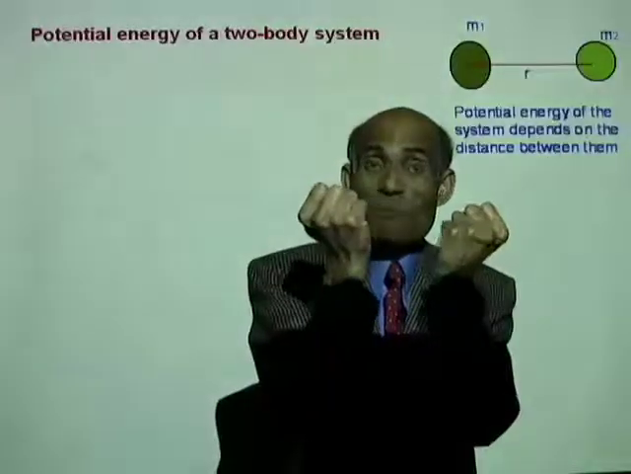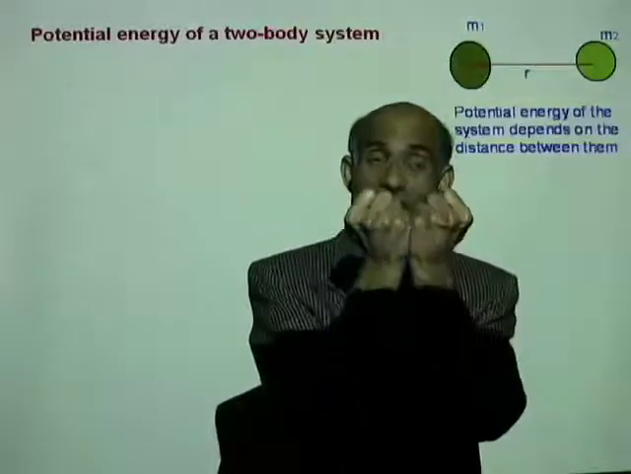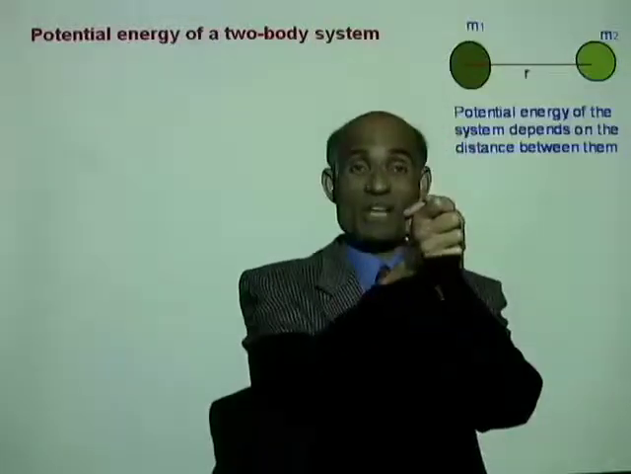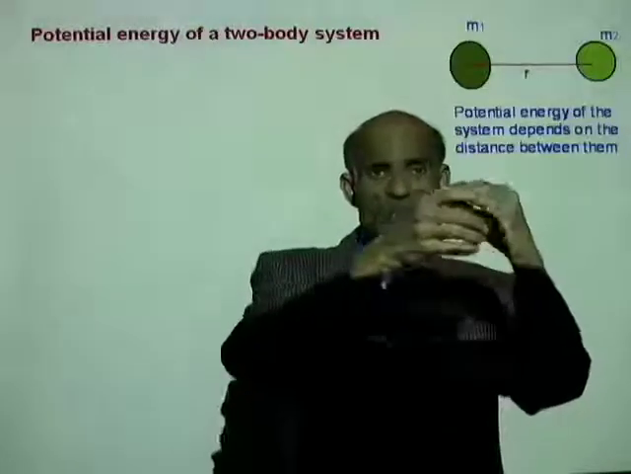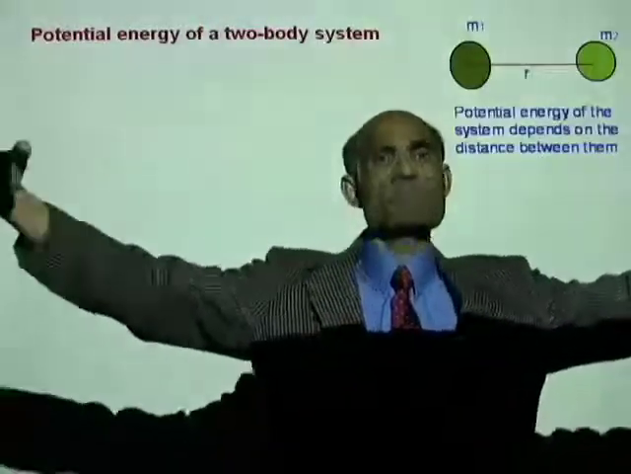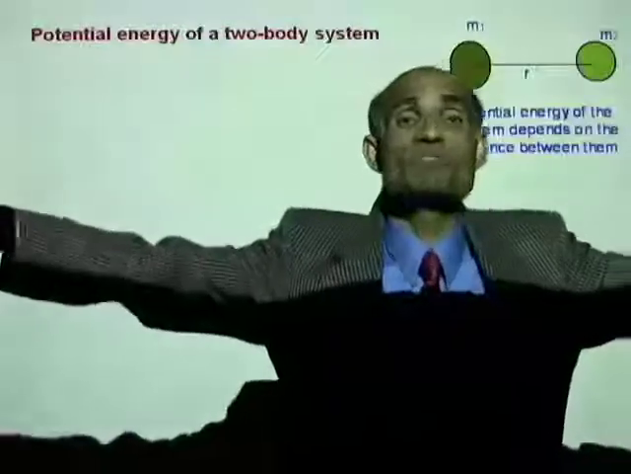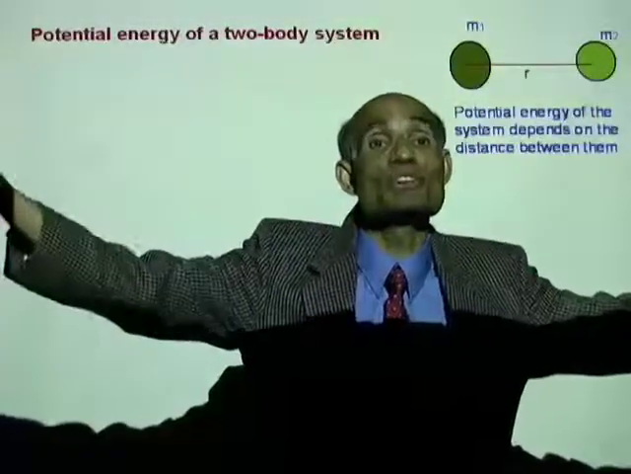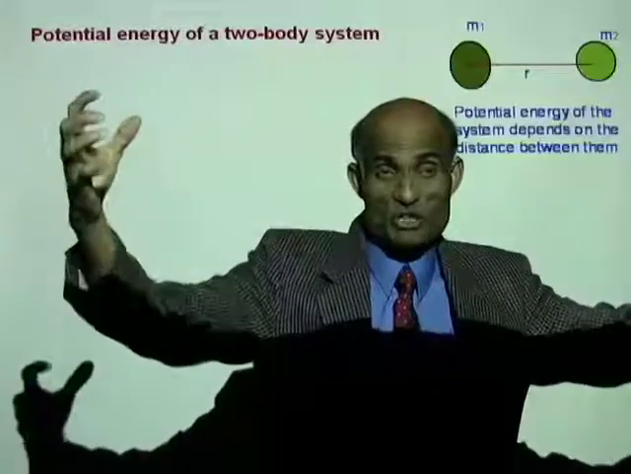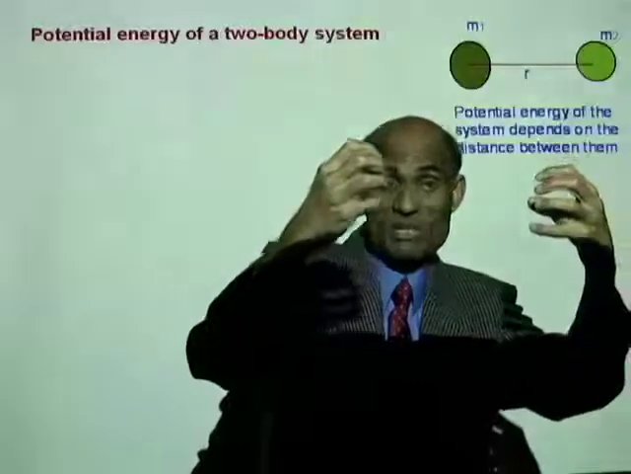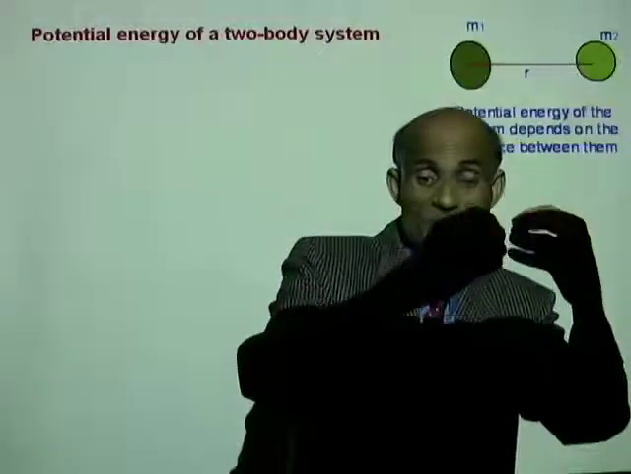When do they have the minimum potential energy? Potential energy is minimum when the objects are very close together. Potential energy is maximum when the distance between them is infinity. And we will assume that at that time the potential energy is zero. As the distance decreases, the potential energy becomes negative, more and more negative.